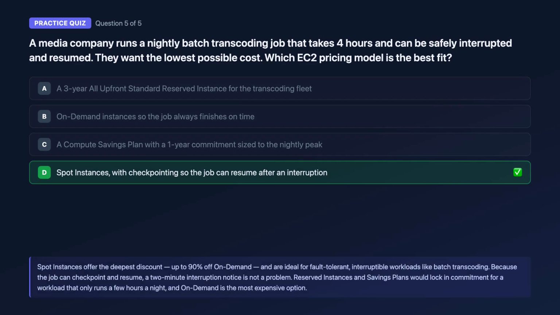The right call here is D. Two cues point straight at spot: the workload is interruptible, and the goal is the lowest possible cost. Spot gives you up to 90% off on demand, and with checkpointing, a 2-minute reclaim notice just means the job picks up where it left off. Reserved instances and savings plans would lock you into capacity that sits idle most of the day, and on-demand is the most expensive option on the list.